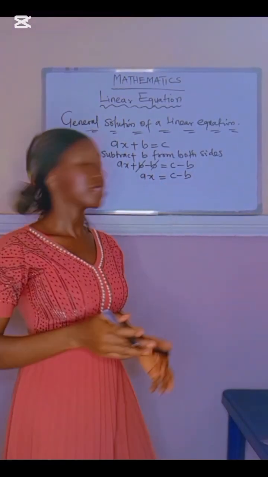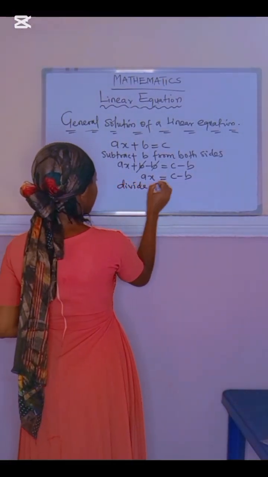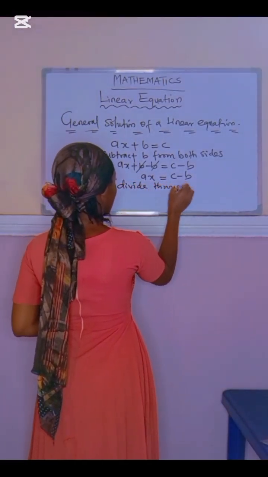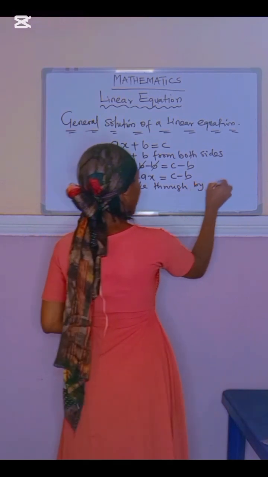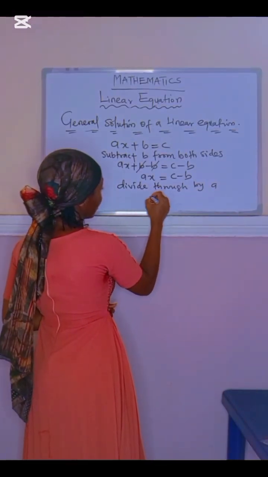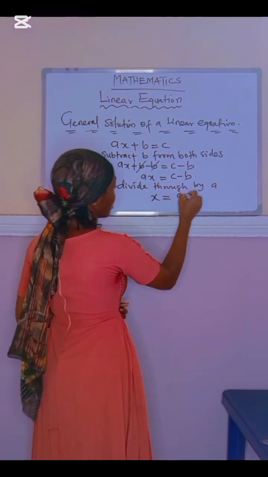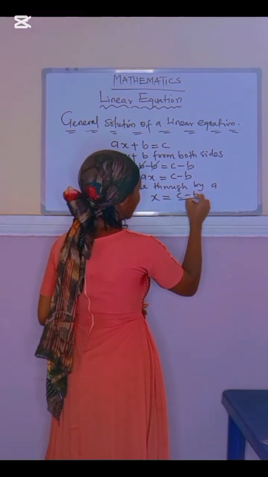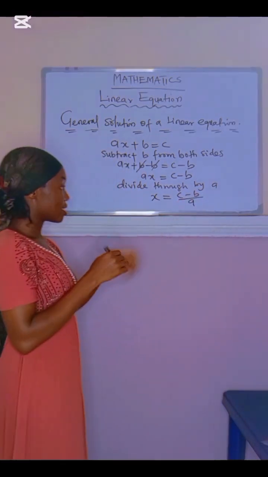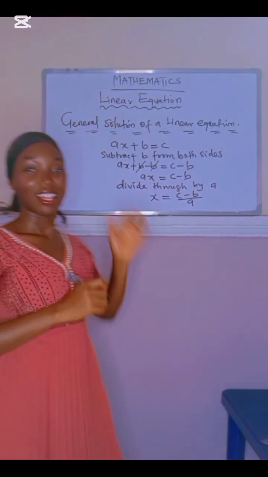Then the second thing to do is to divide through by a. When you divide through by a, you will have x equal to c minus b over a. And this is the general solution of a linear equation.